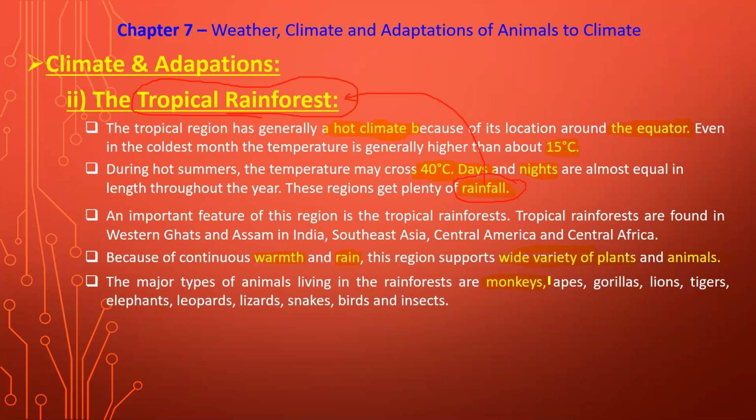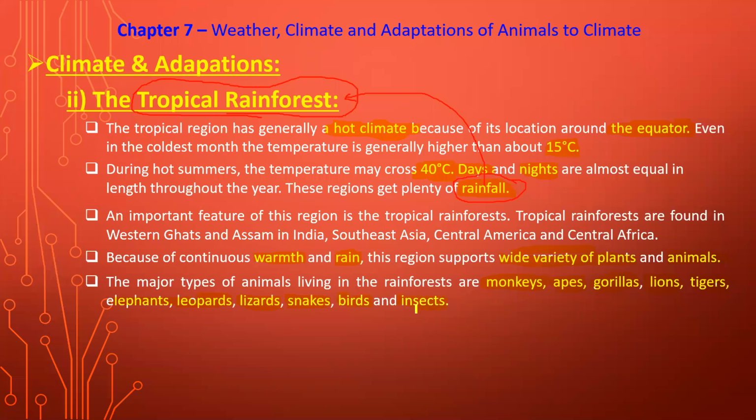Then apes, which is also one variety of monkey. Then gorillas, you are also familiar with gorillas. Then lions, you are also familiar with the lion, or tigers. Then elephants, leopards, lizards, snakes, birds, and some insects are there. Insects means they are very small in size.